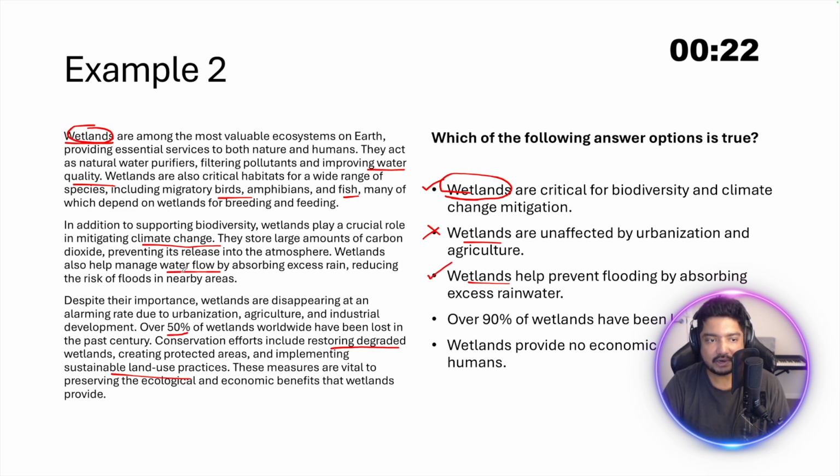Sorry, second paragraph. Over 90% of wetlands... Now it's incorrect. It says 50%, so that is wrong. And wetlands provide no economic benefits to humans. No, that is incorrect as well. So the correct options here are 1 and 3.